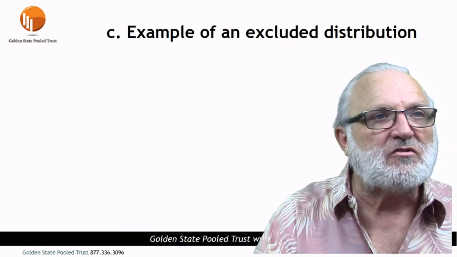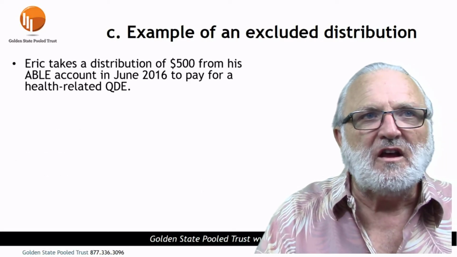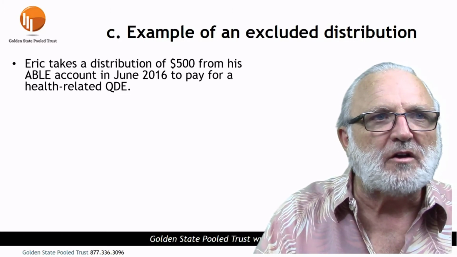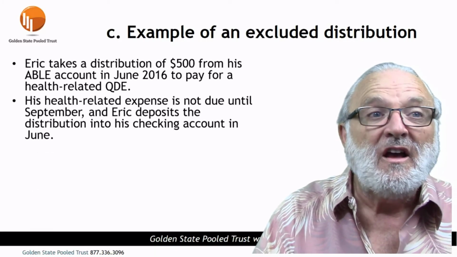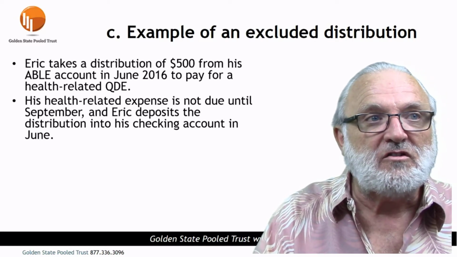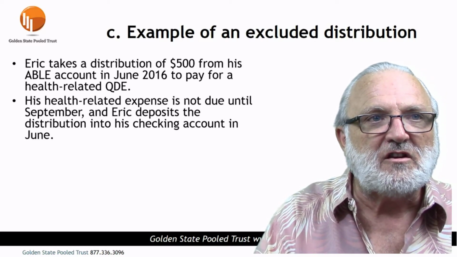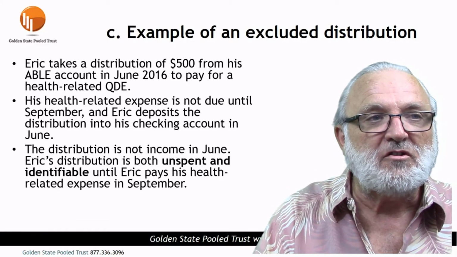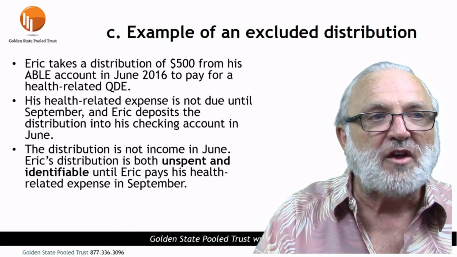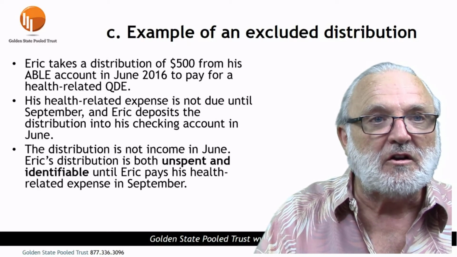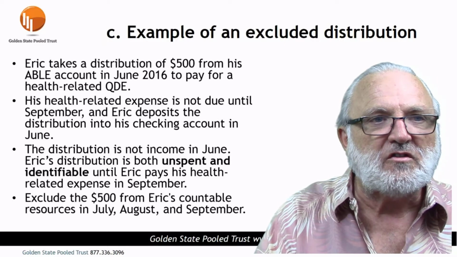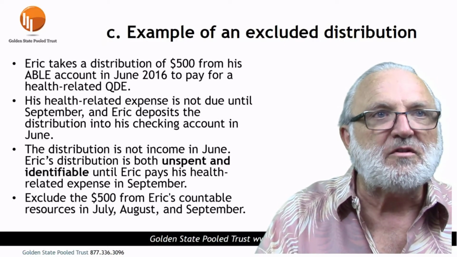Examples of excluded distributions. Eric takes a distribution of $500 from his ABLE account in June 2016 to pay for a health-related qualified disability expense. His health-related expense is not due until September, and Eric deposits the distribution into his checking account in June. The distribution is not income in June. Eric's distribution is both unspent and identifiable until Eric pays his health-related expense in September. Exclude the $500 from Eric's countable resources in July, August, and September.